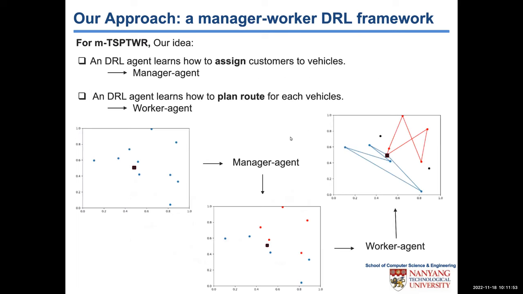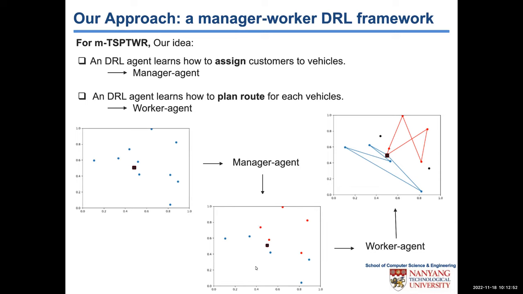In the next slide, we propose to use two different kinds of deep reinforcement learning agents. The first one we call the manager agent, and the second one we call the worker agent. The manager agent assigns customers to workers, and the worker, given the assigned customers, plans the tour for each salesman. So this task is divided into a two-phase problem.